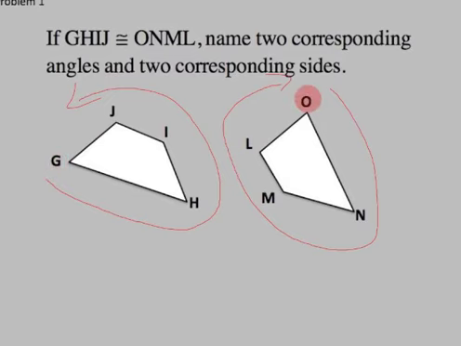We also have four pairs of congruent angles. Angle G is congruent to angle O, angle H is congruent to angle N, angle I is congruent to angle M, and finally angle J is congruent to angle L.